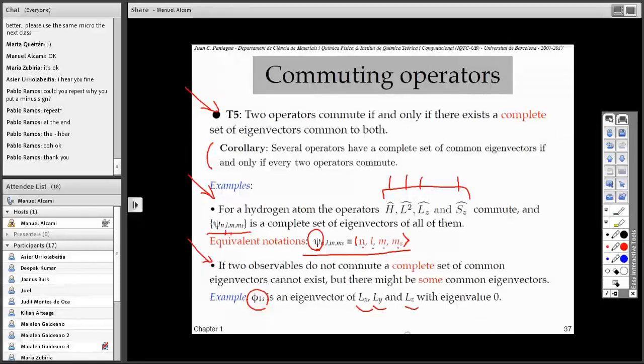For instance, if you work in position representation, we can check that these three operators have derivatives with the angular coordinates, and the S orbitals are independent of the angular coordinates. So it's a trivial thing to check that these three operators give the result 0 when applied to any S state. Of course, if some operator applied to some vector, say 1s, gives 0, you always can write this. So in this case, it's an eigenvector, and the eigenvalue is 0. Okay?